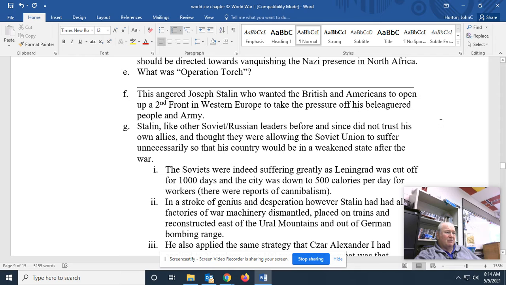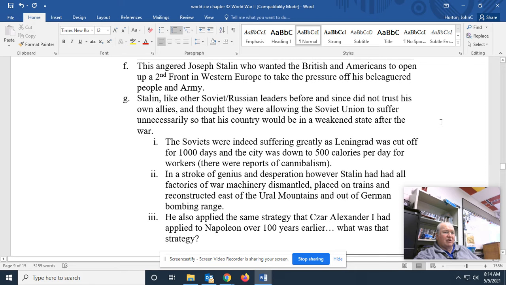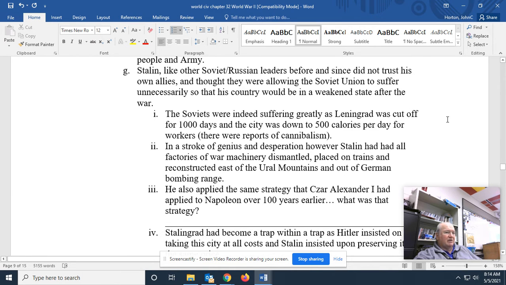And remember that the Soviet Union and Russia, whatever you want to call it, had been invaded, and this was the 4th time they'd been invaded in the last 200 years. Yeah, and all from Europe, from the West. So, Stalin, like other Soviet Russian leaders before and since, did not trust his own allies and thought they were allowing the Soviet Union to suffer unnecessarily so that his country would be in a weakened state after the war.